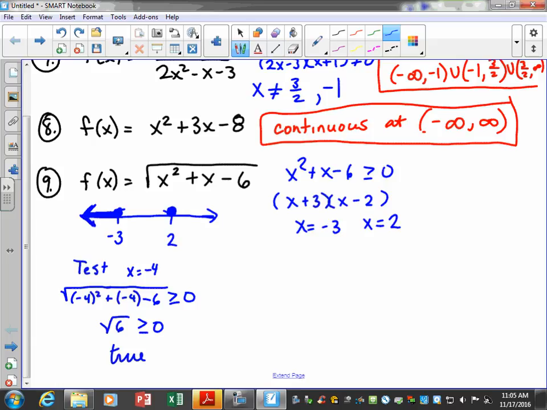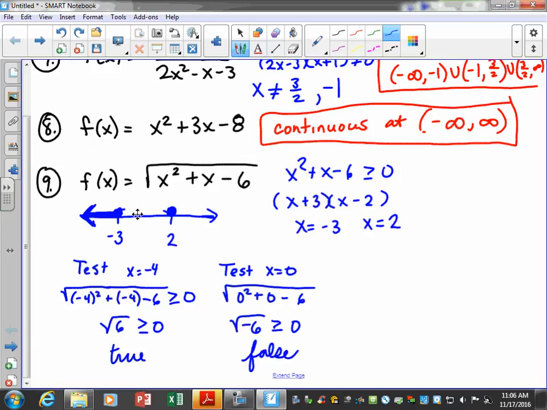Okay, let's test this middle region. What's an easy number in the middle of these two to test? 0, yeah, so now understand we can choose anything, so let's test x equals 0. Same thing, so that's going to be 0 squared plus 0 minus 6. So square root of -6 is greater than or equal to 0. True or false? False. So we do not shade that region of the graph. So we do not shade here.